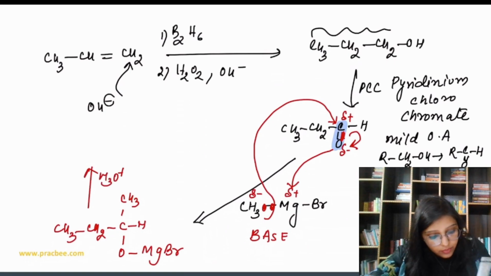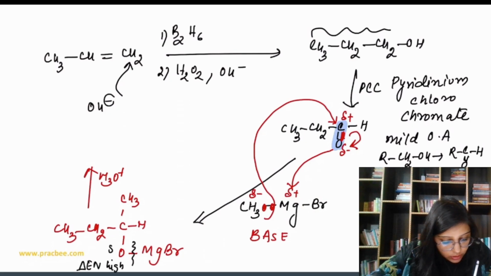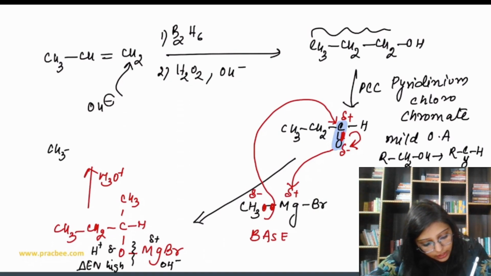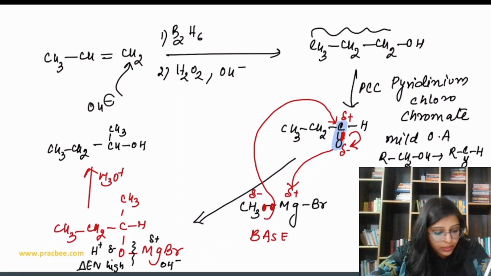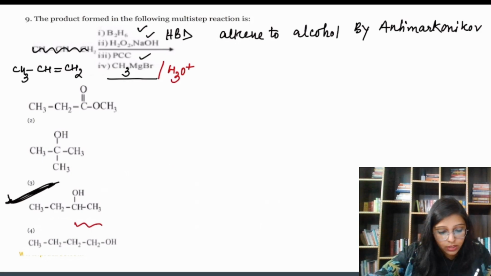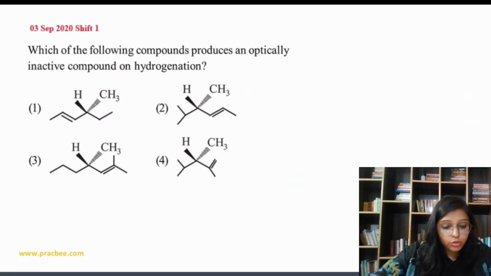So on hydrolysis, what happens? We have to dissociate that bond which has high electronegativity difference. So the bond between metal and non-metal has a high electronegativity difference. Oxygen is delta negative, magnesium delta positive. So here we write OH and here we write H positive. Negative goes to positive. So we get CH3CH2CH(CH3)OH plus MgBrOH. Now which option matches with this? So option 3 is going to be the correct answer. Okay. Now moving on to the next question.